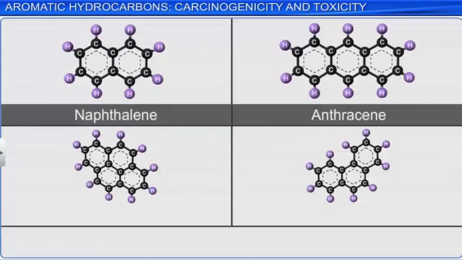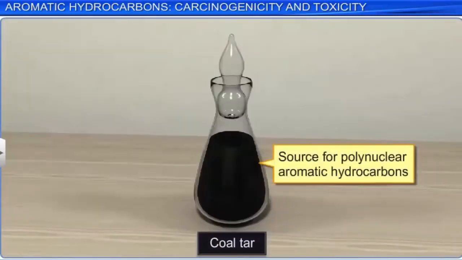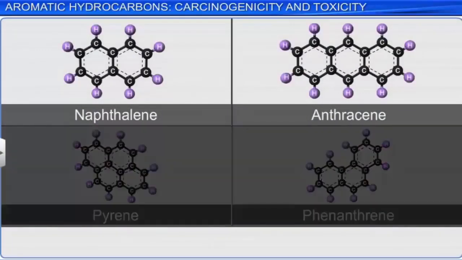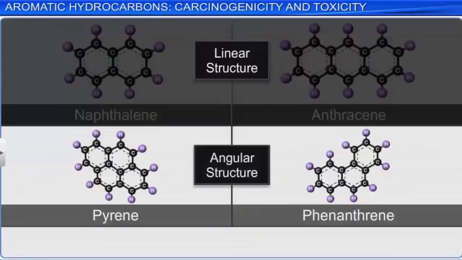Aromatic hydrocarbons containing 2 or more fused rings are called polycyclic aromatic compounds or polynuclear aromatic hydrocarbons. Coal tar is the main source of polynuclear aromatic hydrocarbons. These hydrocarbons possess either a linear or an angular structure. An example of a hydrocarbon with a linear structure is naphthalene or anthracene, and those with an angular structure are phenanthrene and pyrene.